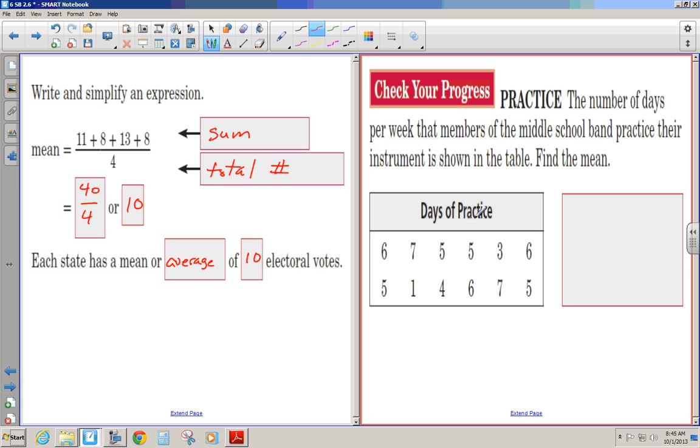Let's go ahead and do this. Check your progress. The number of days per week that members of the middle school band practice their instruments is shown in the table. Find the mean or average. So what we're going to do is add all these up. Let's add up the bottom row. That's 6. That's 10. This is 12. And when we add 6 and 10 up, 16 plus 12, 28. So the bottom row is 28.